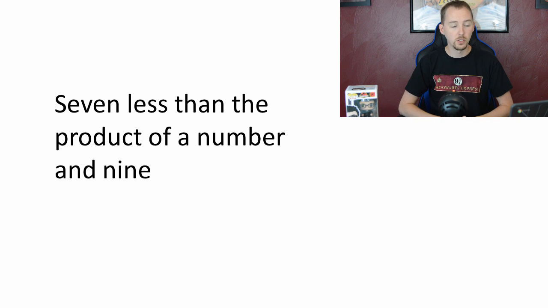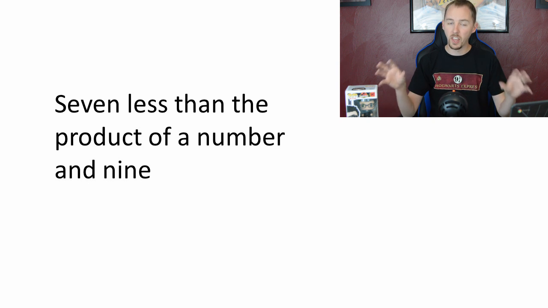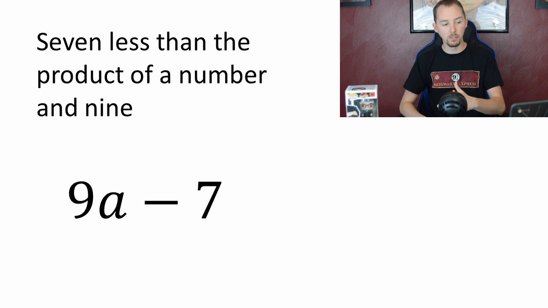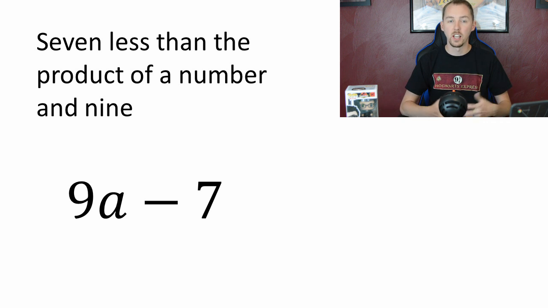Now there's only one way to translate this. If you're reading carefully, you'll see the words than, less than. That means minus is going to be in the middle because of less, but than actually means to switch the order of the two things. So instead of 7 coming first, 7 is actually going to come after 9 times a number.